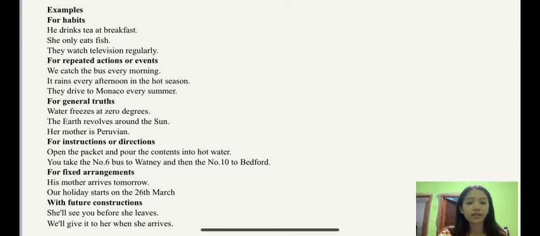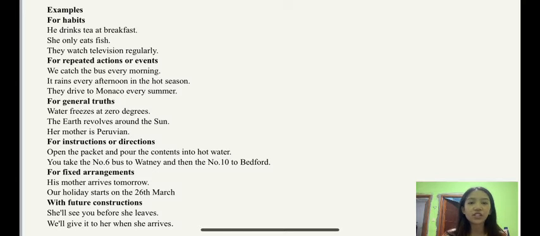Example for habits. He drinks tea at breakfast. She only eats fish. Verb 1 adding s. They watch television regularly. Next, for repeated action or events. We catch the bus every morning. It rains every afternoon in the hot season. They drive to Monaco every summer.